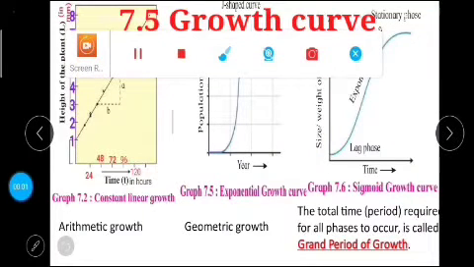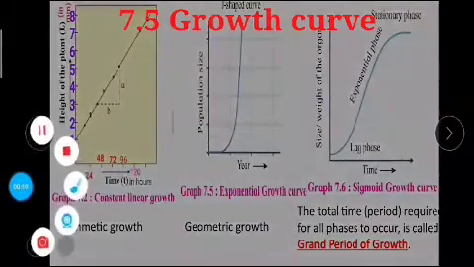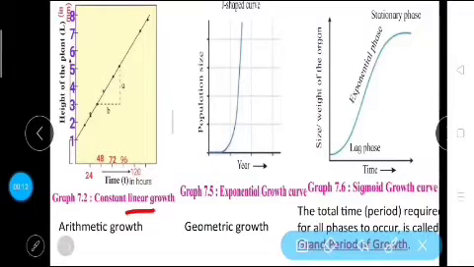Hello friend, today we are going to study growth curves, where we are going to study three types of growth curve: linear growth curve or linear graph, exponential graph and sigmoid graph.